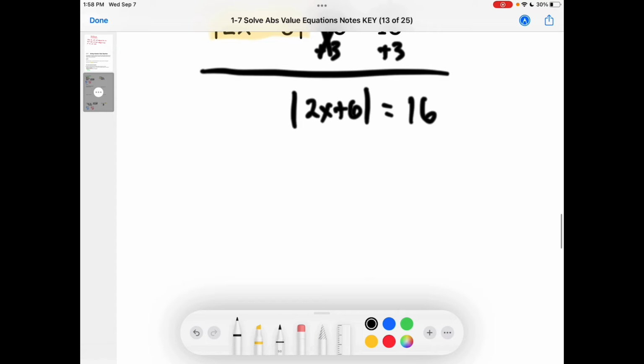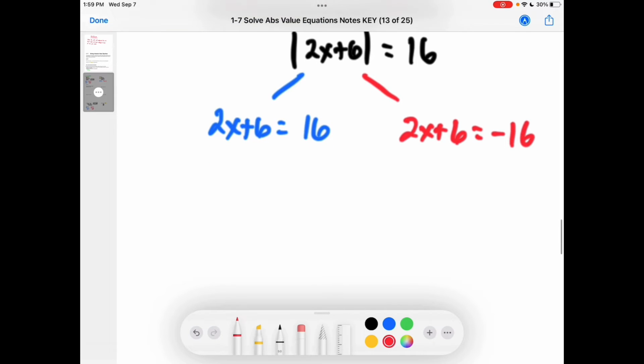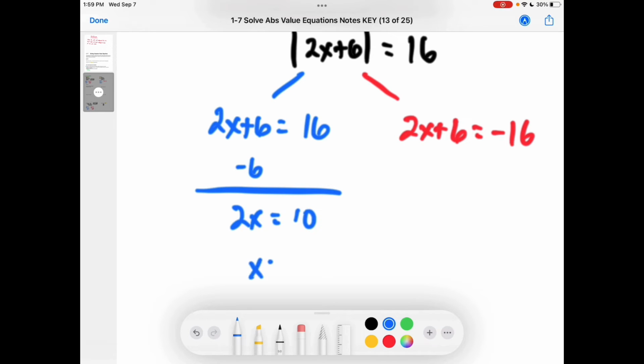Now, after we have it isolated, after we have completed the first step, that's where we split it. The positive version is 2x plus 6 equals positive 16. The negative version is 2x plus 6 equals negative 16. We're going to solve for both of these different x's. We're going to subtract 6. 2x equals 10. That's pretty obvious. x equals 5.